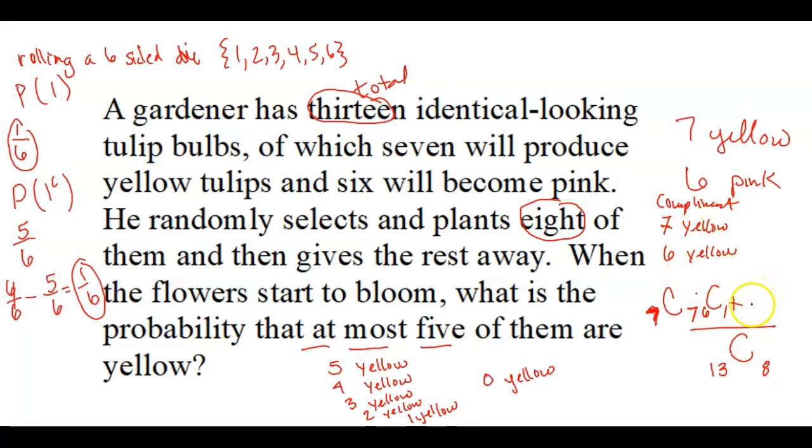If I have 6 yellow, then of the 7 yellow available, I would be choosing 6, and then I would be multiplying that. That means that of the 8 that I chose, 2 would have to be pink. So this would be 6, choose 2. And then I could put this in my calculator, get this calculated, and I could find that probability.